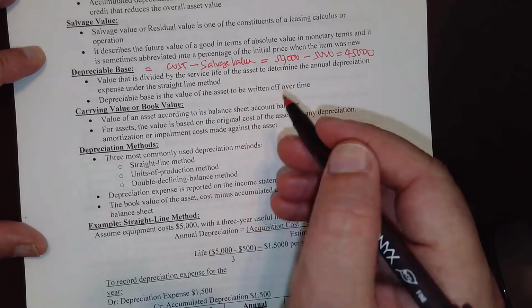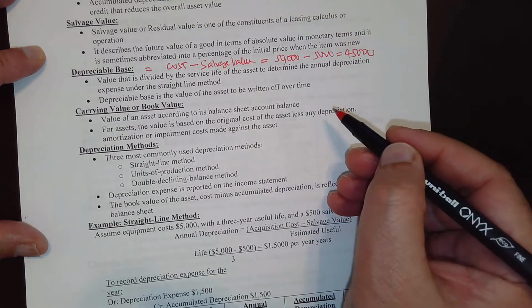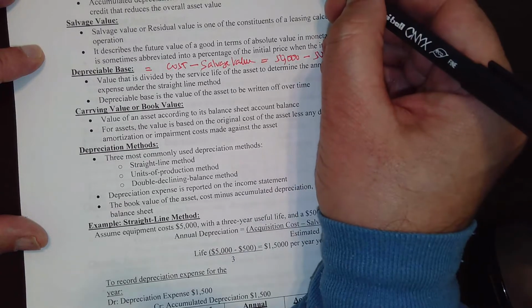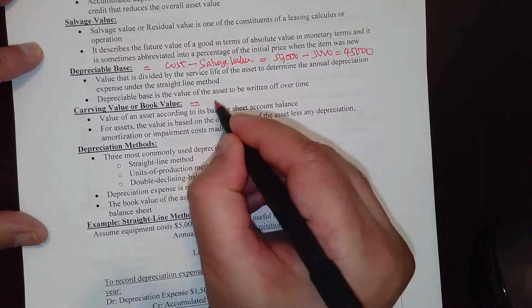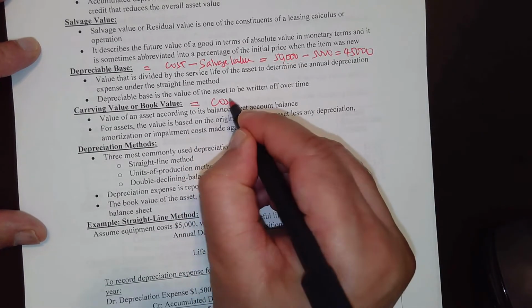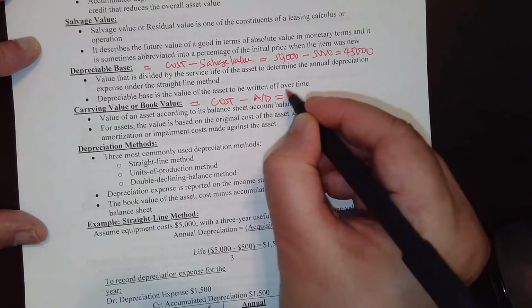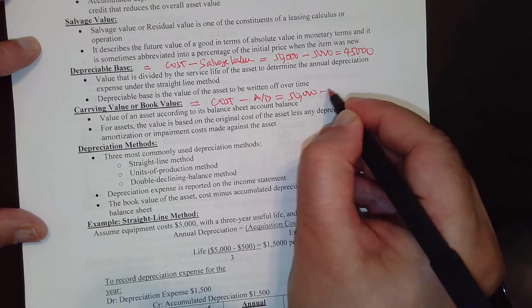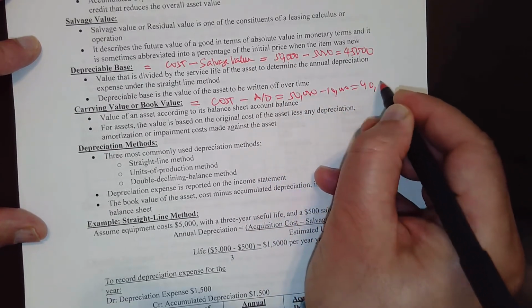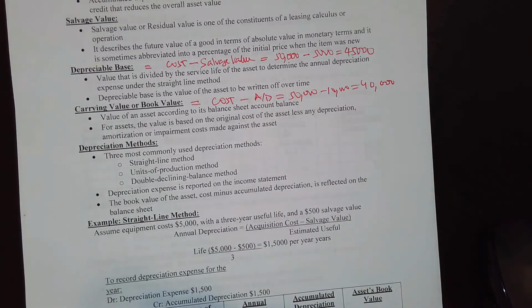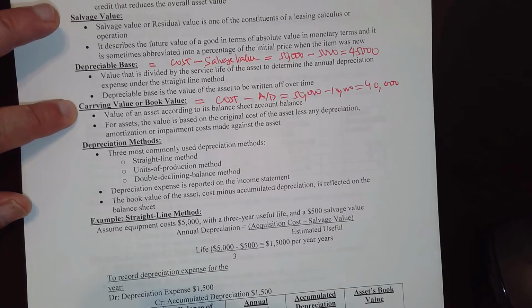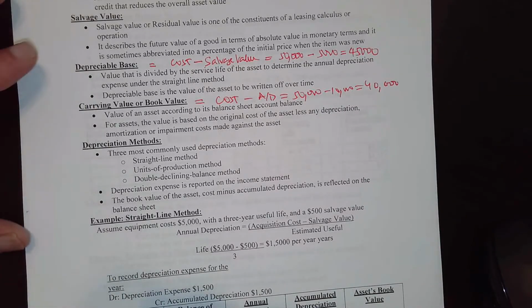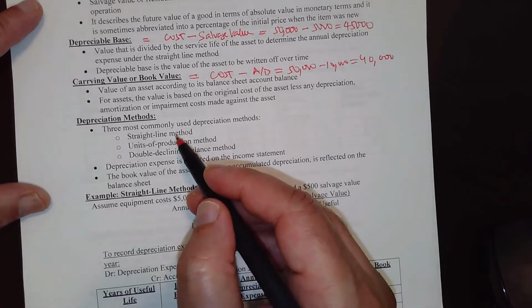Carrying value or book value, as I told you already, is the asset value at any given time minus the accumulated depreciation. Book value is the cost minus accumulated depreciation. So after 2 years, it's $50,000 minus $10,000, which is equal to $40,000, the carrying value or the book value. Depreciable base is used to calculate the depreciation expense per year, and carrying value or book value changes every year.